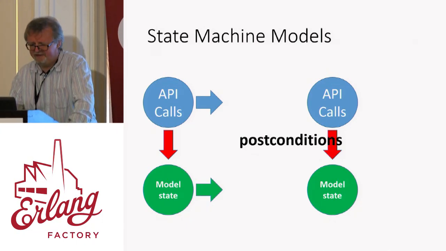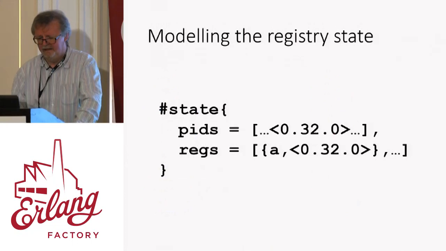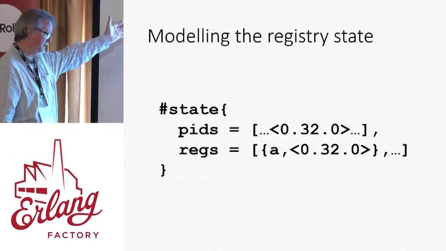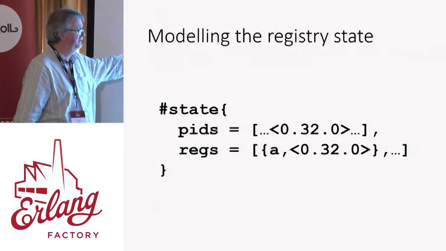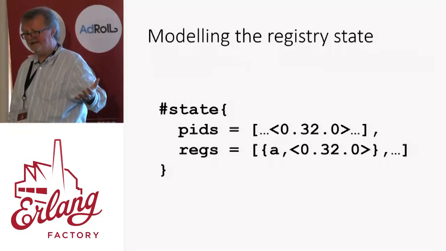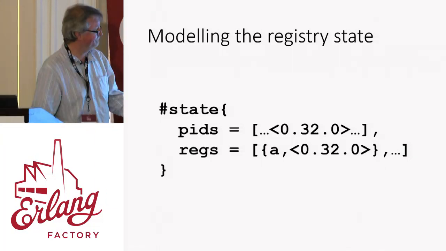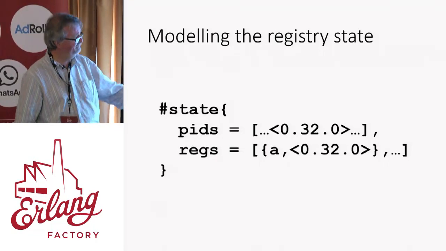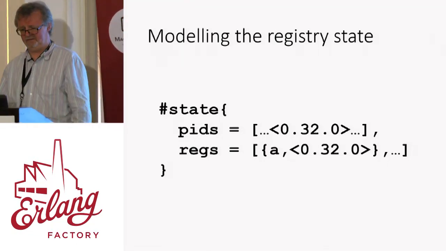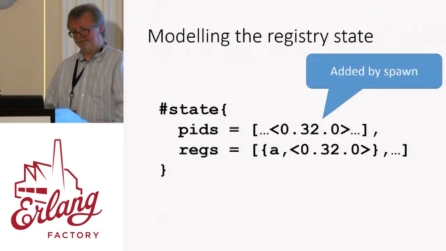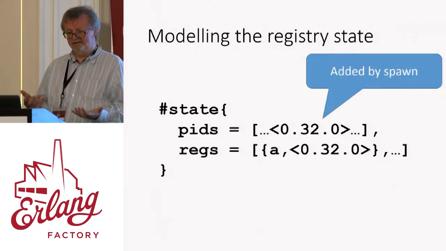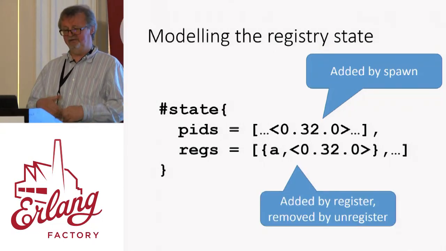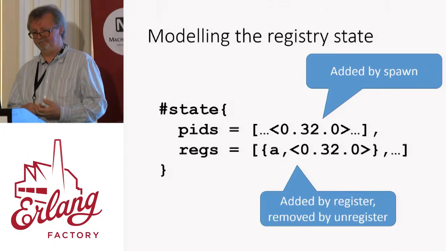OK, I'm going to model the registry state. How will I do that? I'm going to use a record with two fields, a list of PIDs and what I call a list of regs. So the PIDs is just going to record which processes I've spawned. I need that so I know what I can pass to register. And the second one just records which processes should be registered. It's a list of pairs of names and PIDs. OK, so my state transition functions in the model are going to add things to PIDs when I do a spawn, and add things to regs when I do a register, and remove them when I do an unregister.